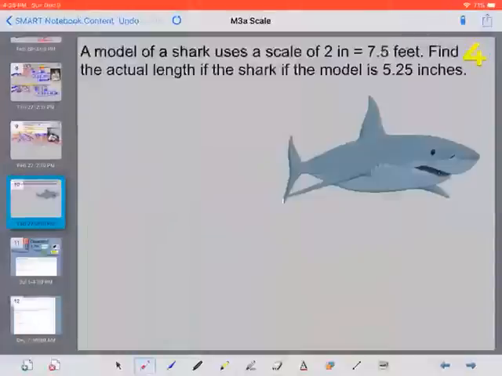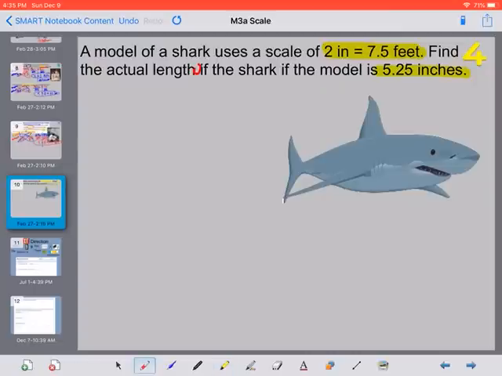Last question is talking about a shark. A model of a shark uses a scale of 2 inches to 7.5 feet. So 2 inches of the model is 7.5 feet in real life. So find the actual length of the shark, I think you're supposed to say. Find the actual length of the shark if the model is 5.25 inches.